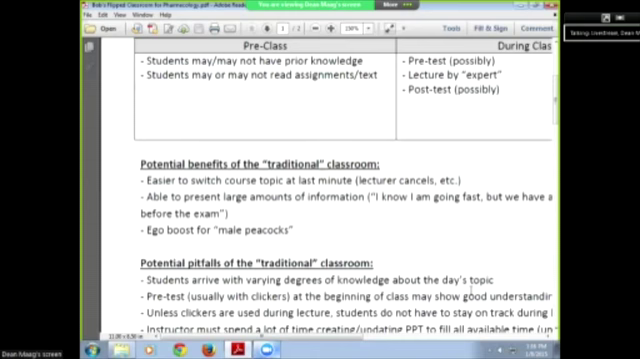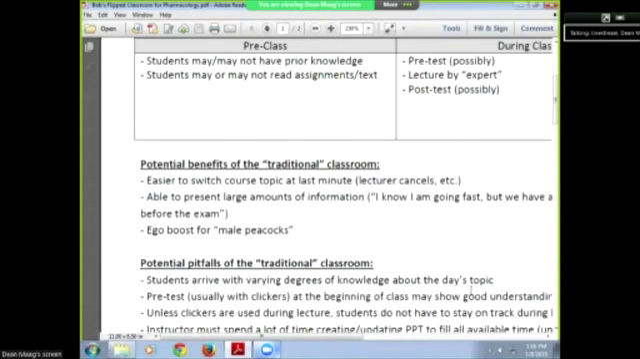So the first one is somebody calls in sick. It's real easy to load a different PowerPoint and stand up there and talk about a different lecture. So the instructor's sick, the adjunct is sick. Great, let's change topics at the last minute, no problem.